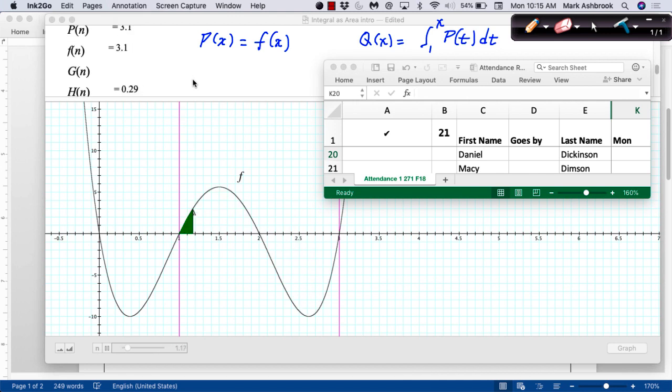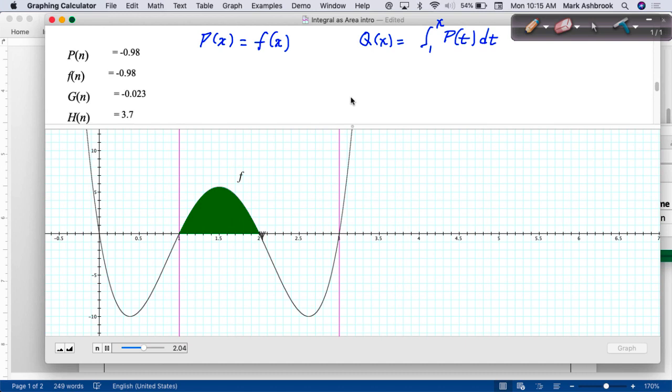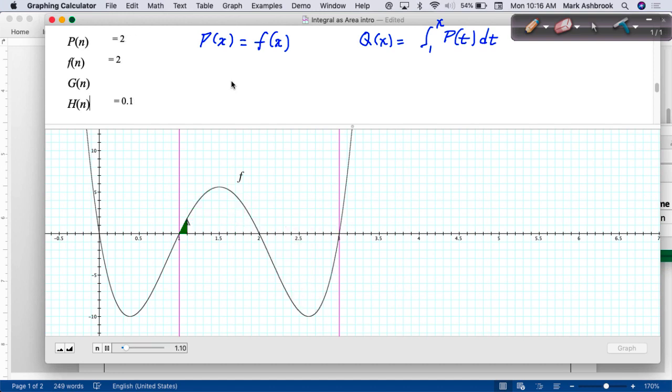So now I've got P and F, which are the same. But I've got two new ones. I've got G and I've got H, okay? So I want you to figure out what G is, figure out what H is, and then again, write relationships with G and with H. So now I'm giving you two questions, okay? Figure out what G is, write a relationship for G. Figure out what H is, write a relationship for H. Go.